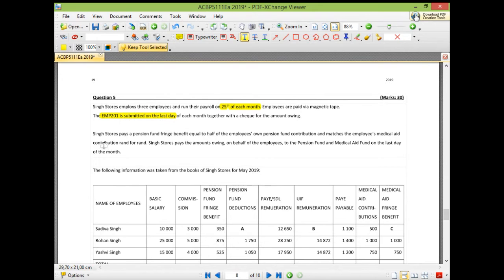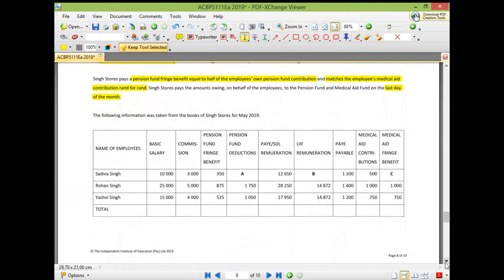So the EMP 201 will only be on the 30th or the 31st, together with the check for the amount owing. Then they tell you we pay a pension fund fringe benefit equal to half of the employee's own pension fund contribution, and they match the employee's medical aid contribution rand for rand. So we pay an amount half of their pension fund contribution on their behalf, and we pay 1-to-1 for their medical aid contributions. And then they just tell you the amount owing is paid on the last day of the month. So they just say when the payments generally occur.